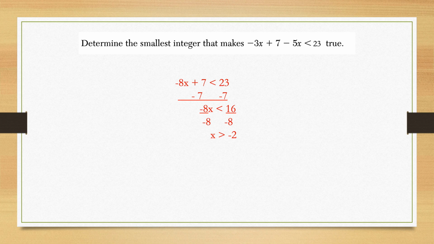And then you could always substitute it in and check, plugging in a -1, you would get 3 plus 7 is 10, plus 5 is 15, and 15 is less than 23. If I tried to plug in a -3, say, that would give me 9 and 7 is 16, plus 15 is 31. It would not be true. Okay, so the smallest integer is -1.